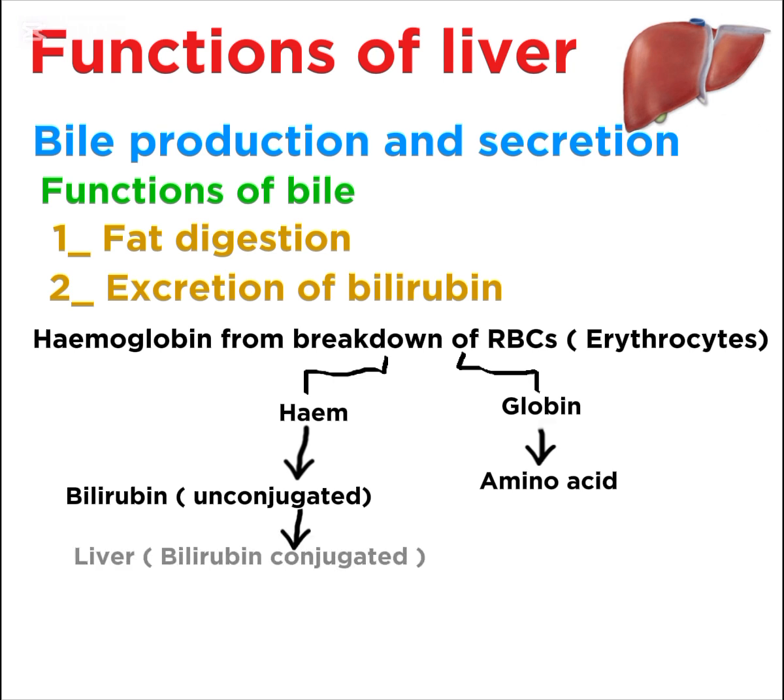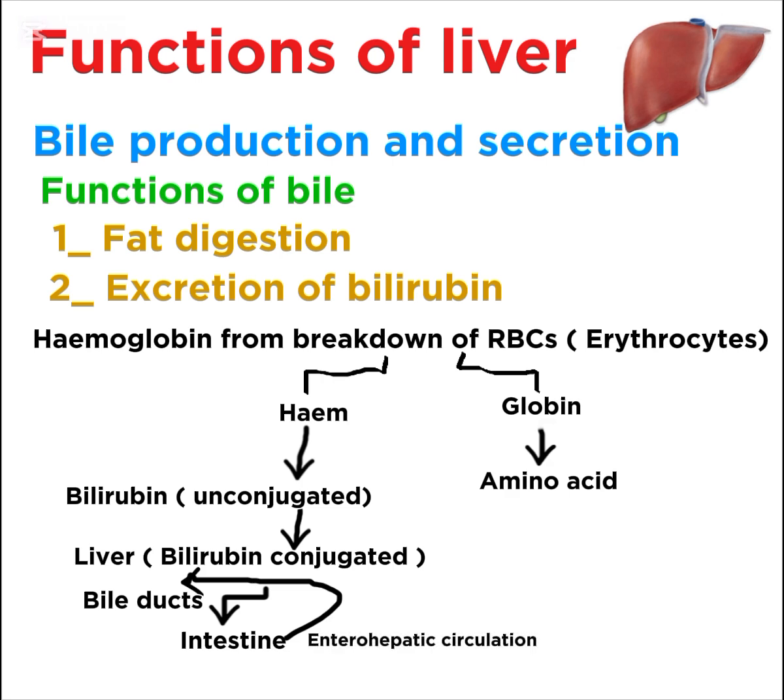In hepatocytes, this unconjugated bilirubin is conjugated with glucuronic acid and becomes water soluble enough to be excreted in the bile. So this bilirubin with the bile enters the intestine through the bile ducts. In the intestine, some bile salts from the bile are reabsorbed and returned to the liver to be reused, and this is known as enterohepatic circulation or recycling. Some microbes in the intestine convert this bilirubin into stercobilin that is excreted into the feces.